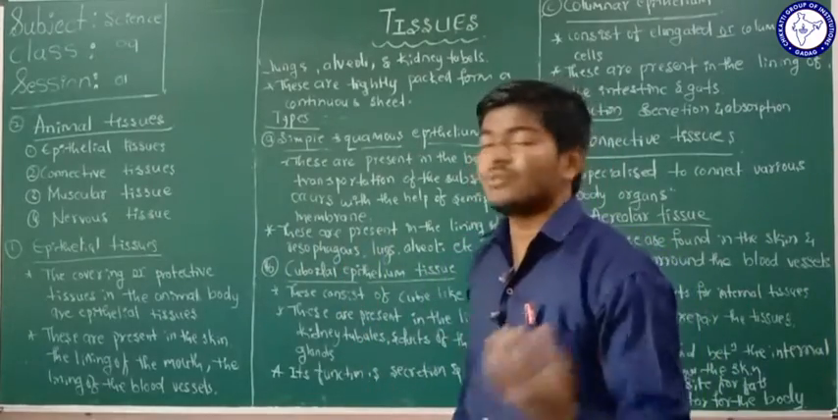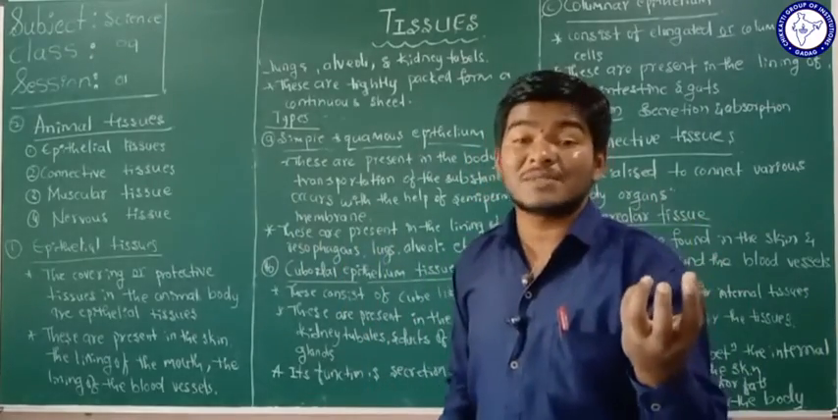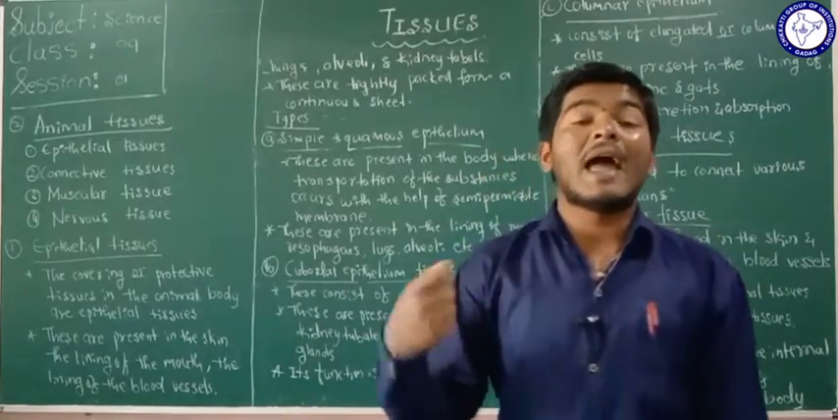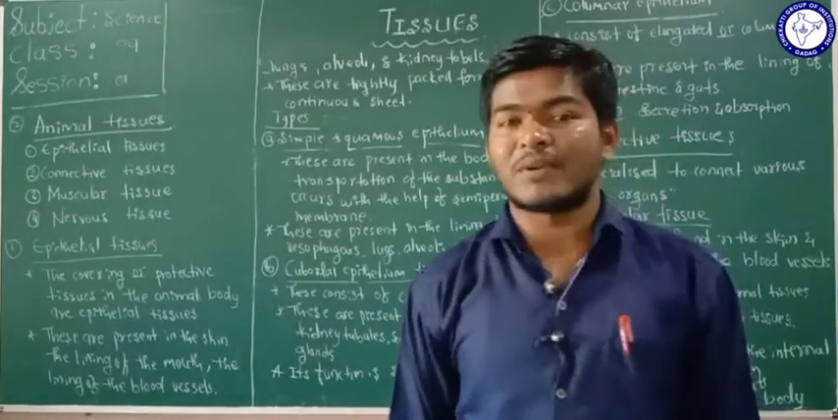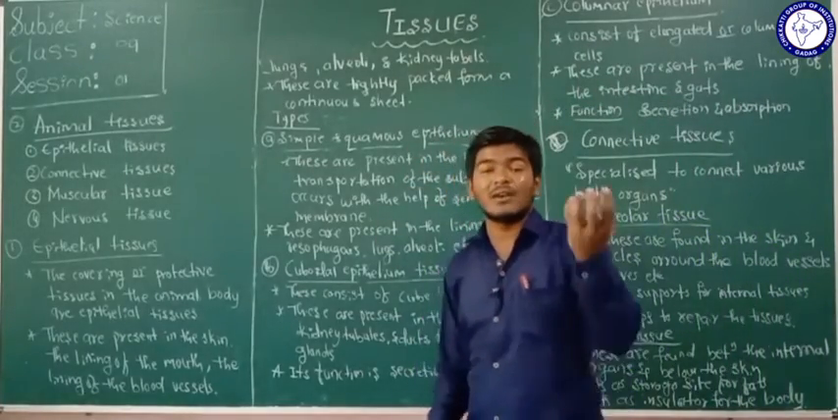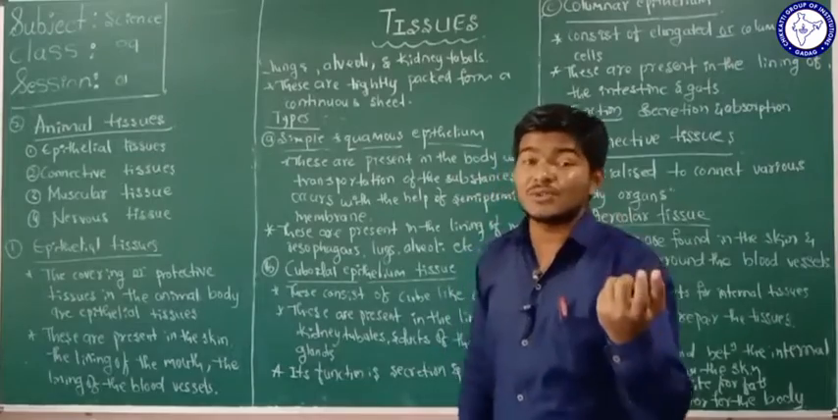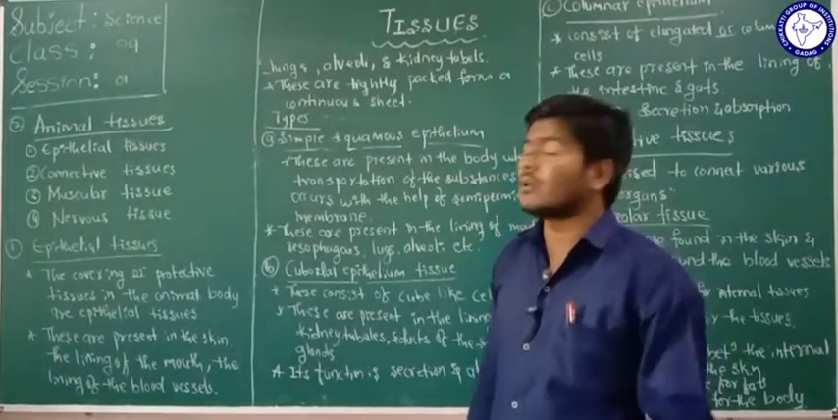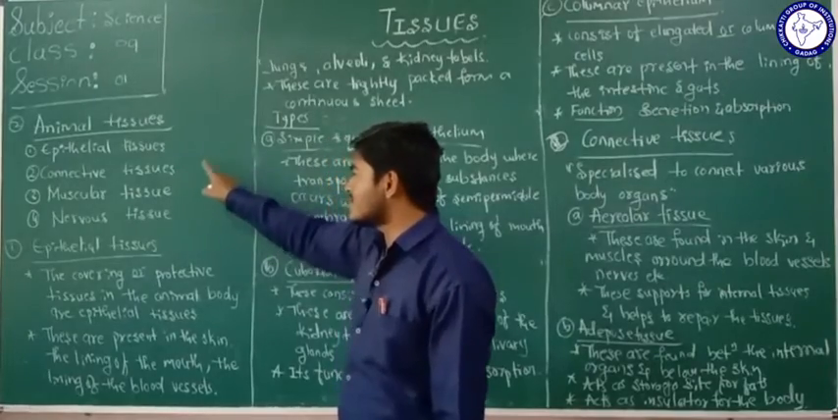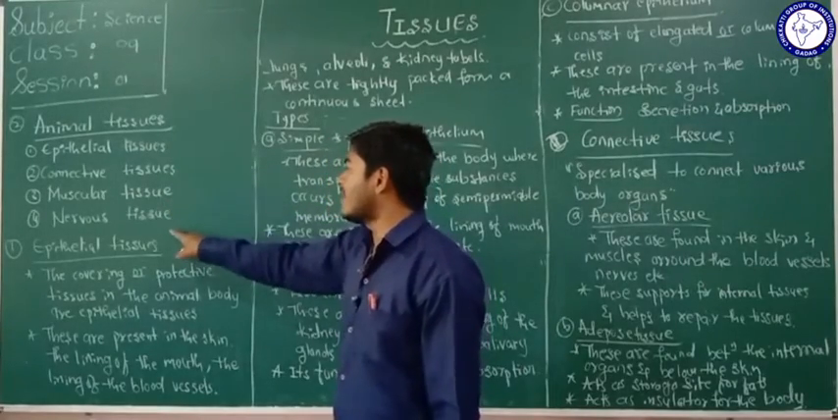So in this session we are going to study the different types of tissues present in our body and what work they perform. The animal tissues are classified based on the work of the tissues. The animal tissues are classified into four types: epithelial tissues, connective tissues, muscular tissues and nervous tissues.